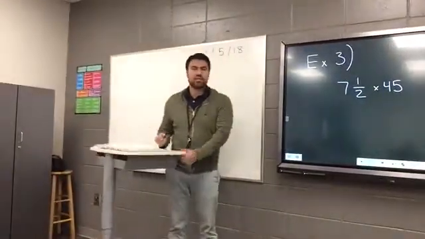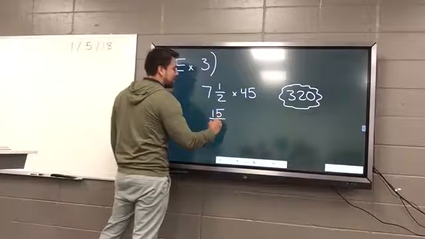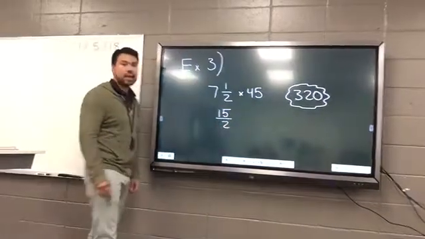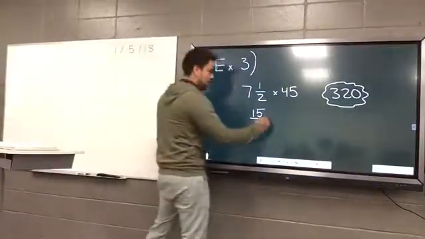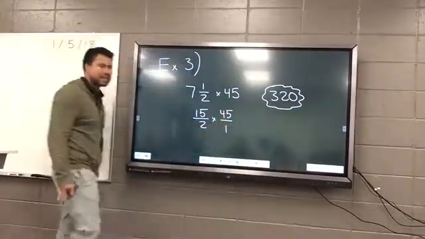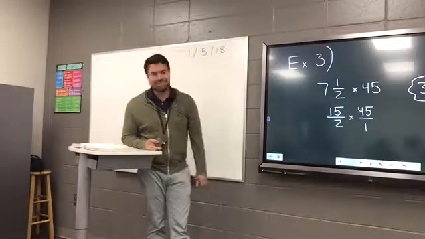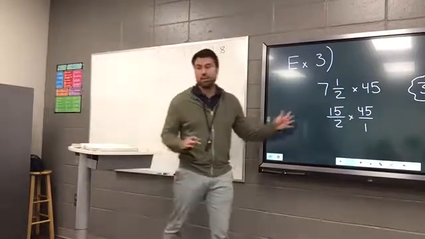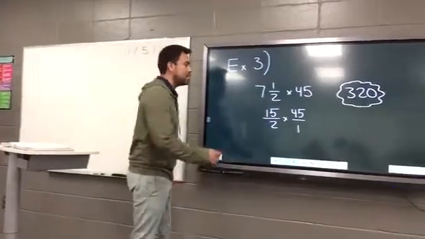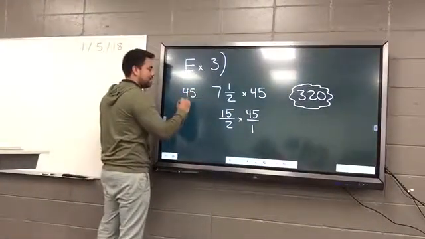Well, what do I change 7.5 to? Improper. 15 halves, or 15 over 2. And what do I change 45 to? 45 over 1. Good. Is there anything to cancel out? The 15 and 45. Nope. Nothing. So what do we do? Multiply. Okay. Don't be afraid of these numbers. You've done these before. 45 times 15.